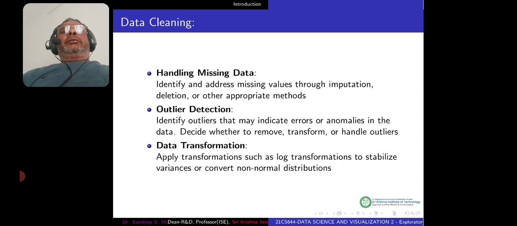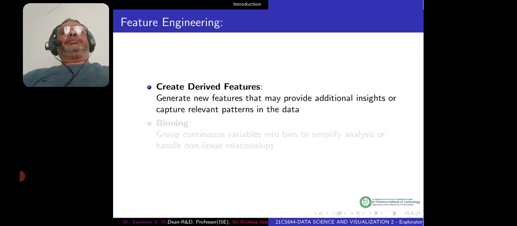So in case we want to have uniformity in both the cases, the best option is to go for normalization through log transformation and things like that. Here we stabilize the variances or convert non-normal distributions into normal distributions and so on.